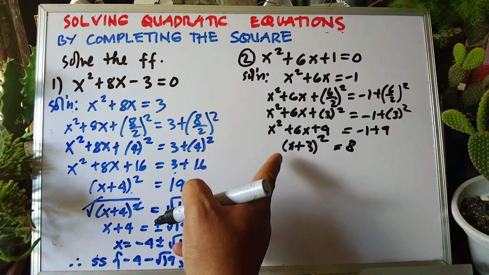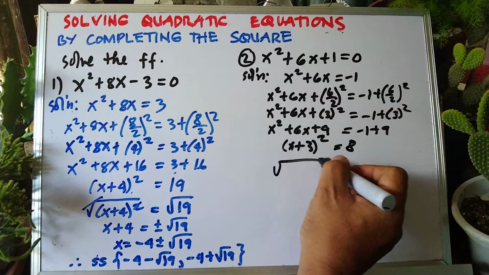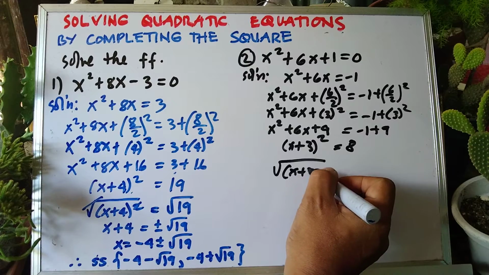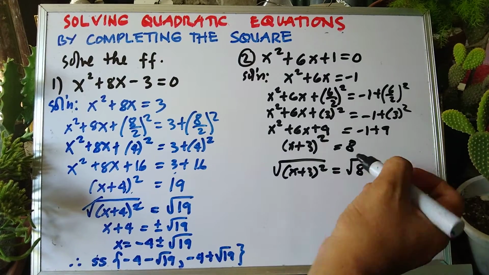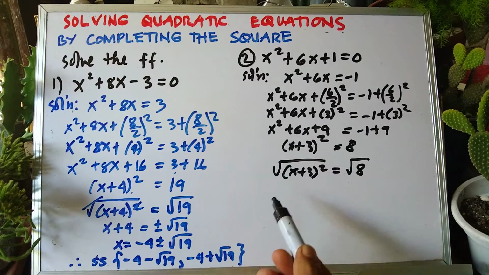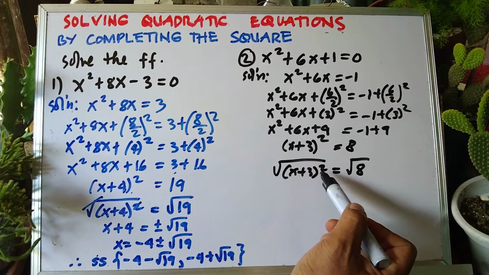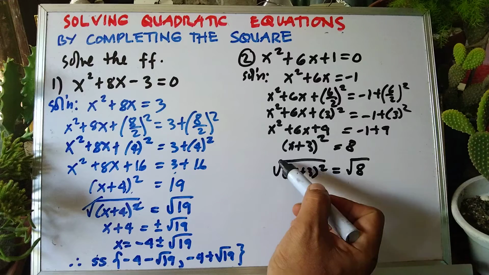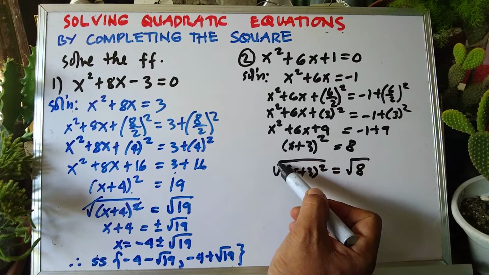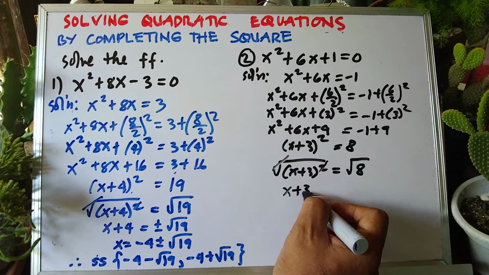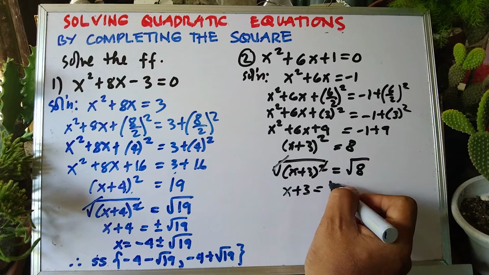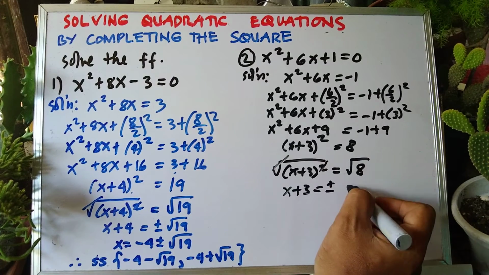So now, from here, we can take the square root of both sides of the equation. So the square root of x plus 3 squared, we will take the square root of the right side also. Since this is raised to the second power and we raise that to a square root where the index is 2, we could cancel that one. What is left? x plus 3 is equal to positive or negative the square root of 8.